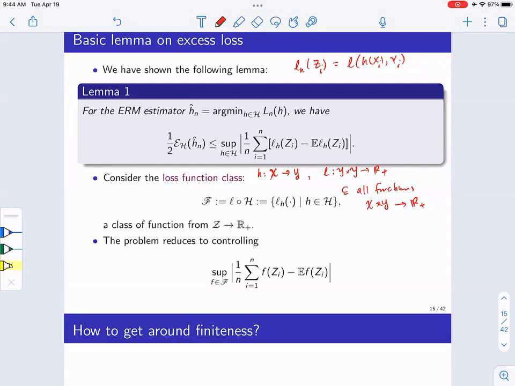So what we end up having is that one half of the excess risk of h hat n is less than or equal to this, and I have to control this quantity for a general class. At that point, we just drop the fact that this has this decomposition and work with the general class. Then you can come back later and tie things together. So where does the 1/2 come from? Anyone remember the 1/2 here?